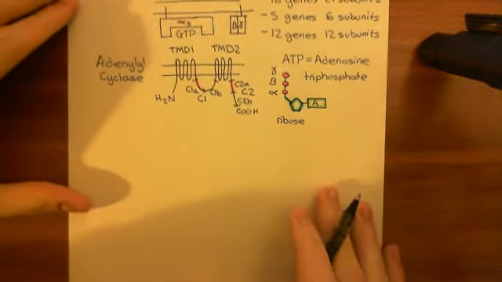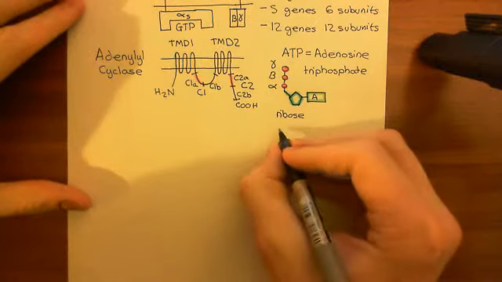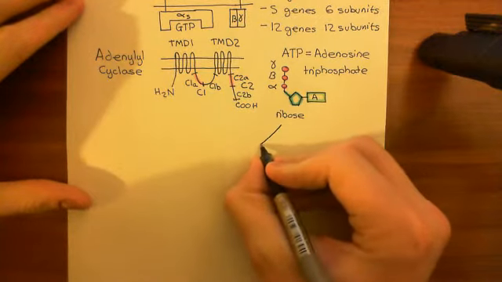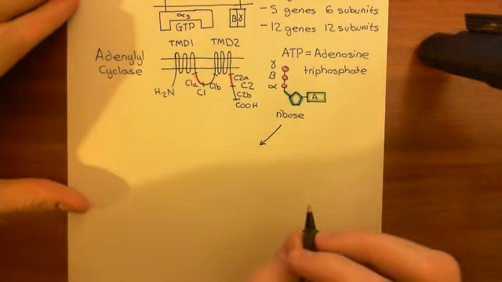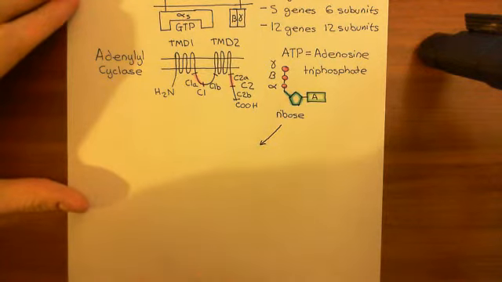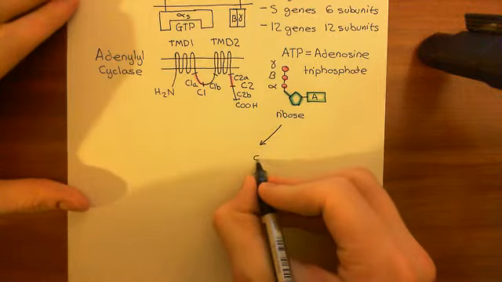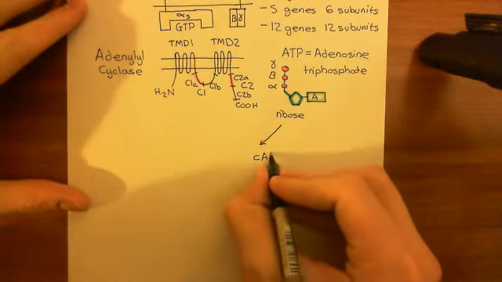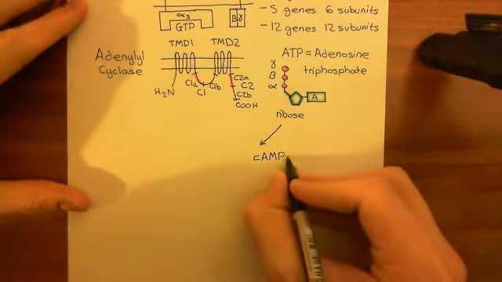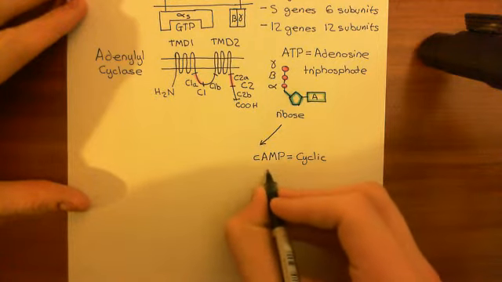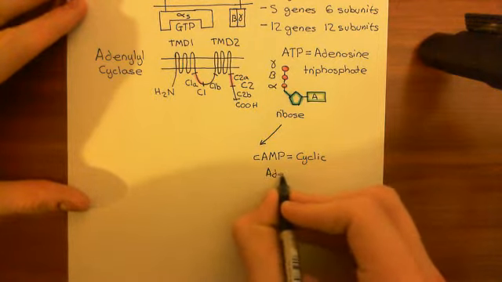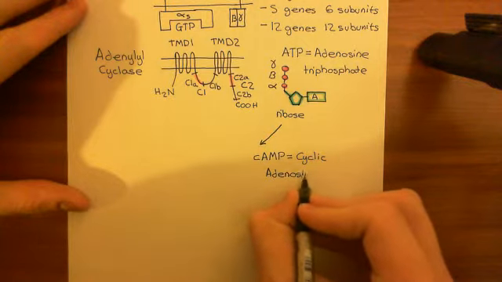Basically, what adenylyl cyclase enzymes catalyze is the conversion of adenosine triphosphate into adenosine monophosphate, but the cyclic version of it, so cyclic adenosine monophosphate. And for short, cyclic adenosine monophosphate is abbreviated to cAMP, or cyclic AMP. So this is cyclic adenosine monophosphate.